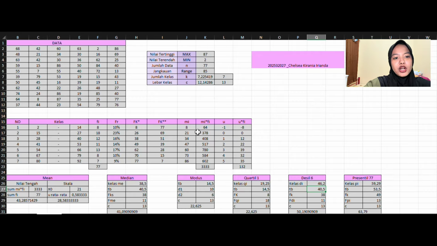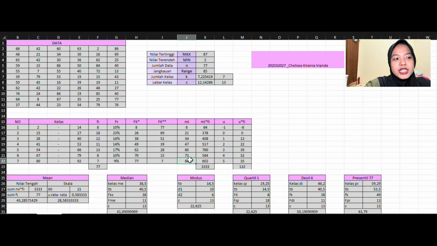After that, the number of classes was determined using Sturges' rule, resulting in approximately 7 classes with a class width of 13. After determining the number of classes and the class width, I created a frequency distribution table starting from the first class interval, which was 2 to 14, until the last interval, which was 18 to 19.